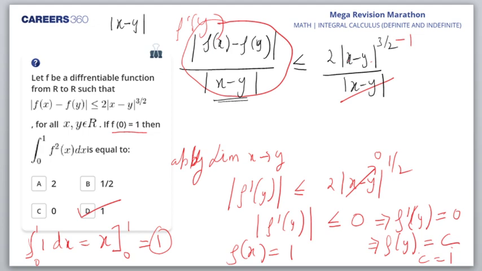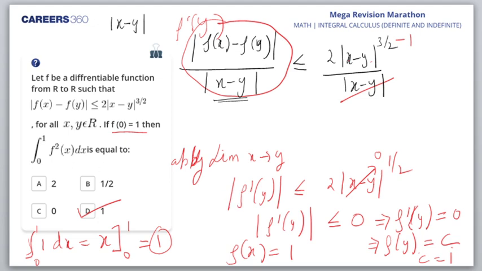How did c become equal to 1? Somrik, it is given in the question that f0 is 1. That means since fx is a constant, if I put 0, I get this as 1. So c would be 1. Got it, Hardik? Yes.